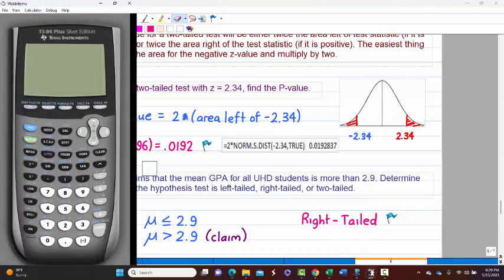I guess I can put the calculator in here. If I go 2 times normal CDF, and we're coming from the negative, yeah, so there, it's already there. That's already what I want right there. Negative 1E99 for my negative infinity. That's what I want. I want negative 2.34 for the upper.